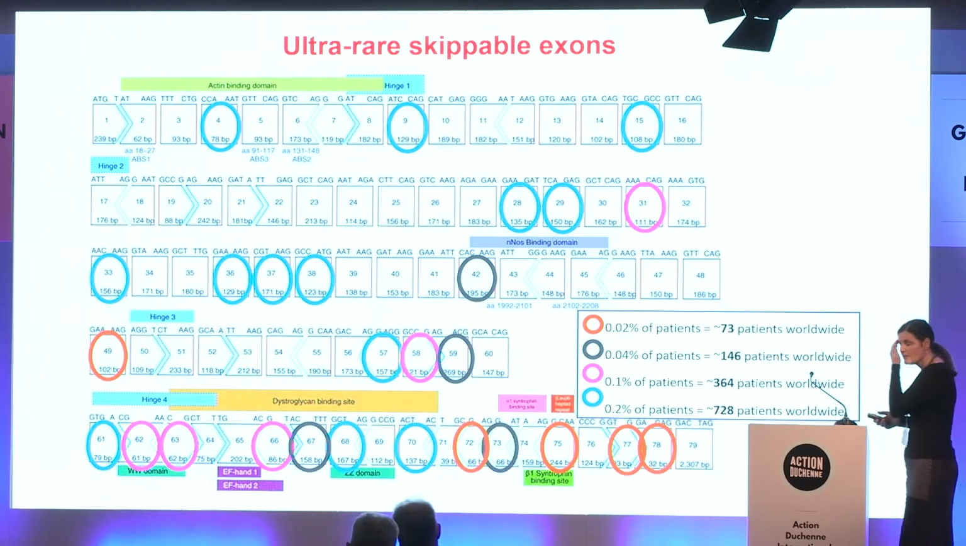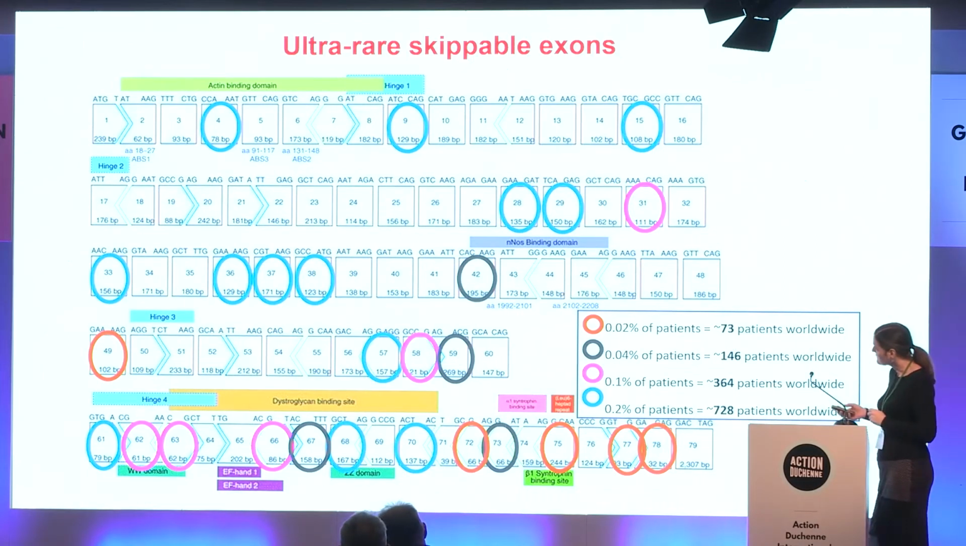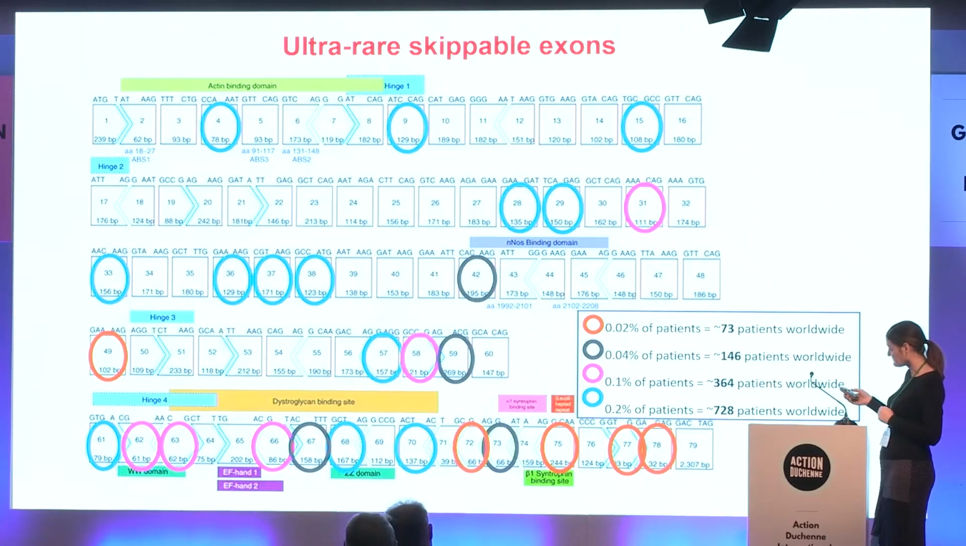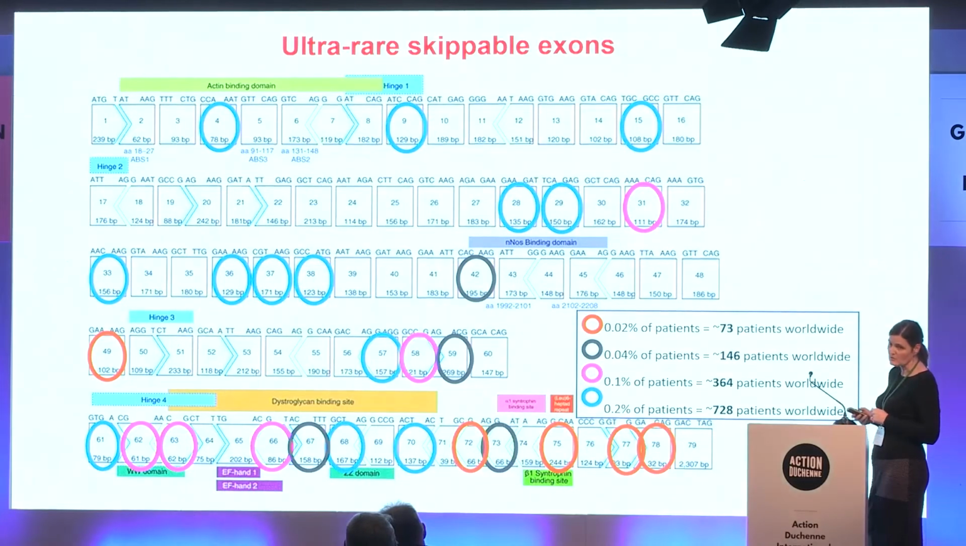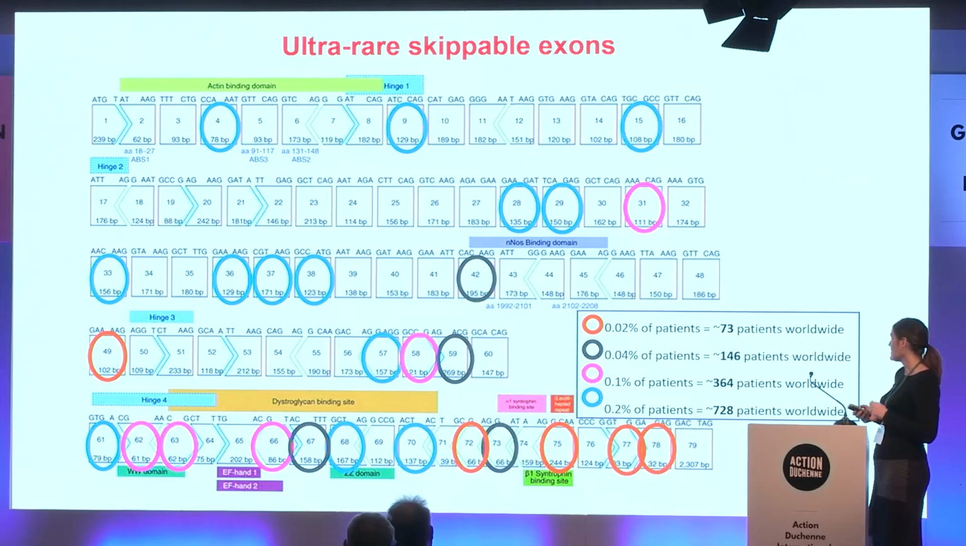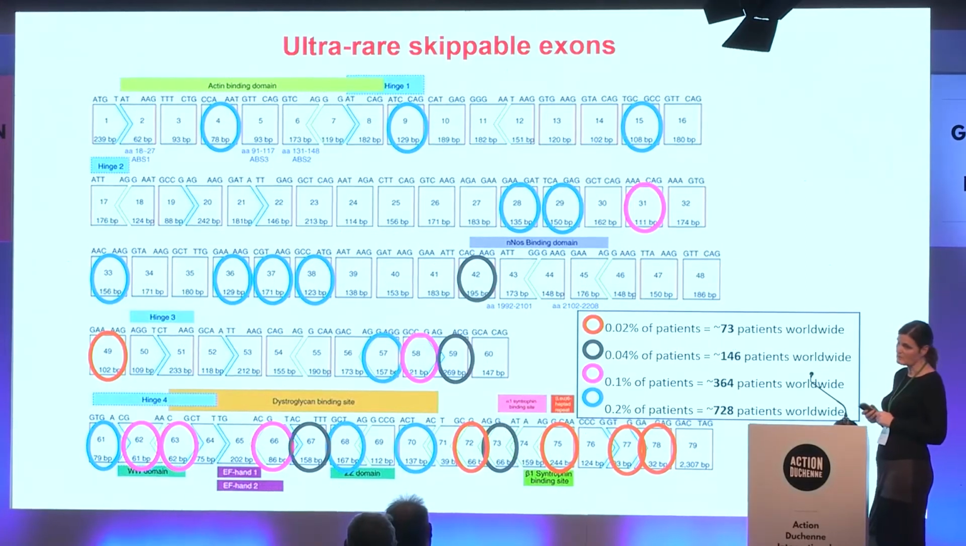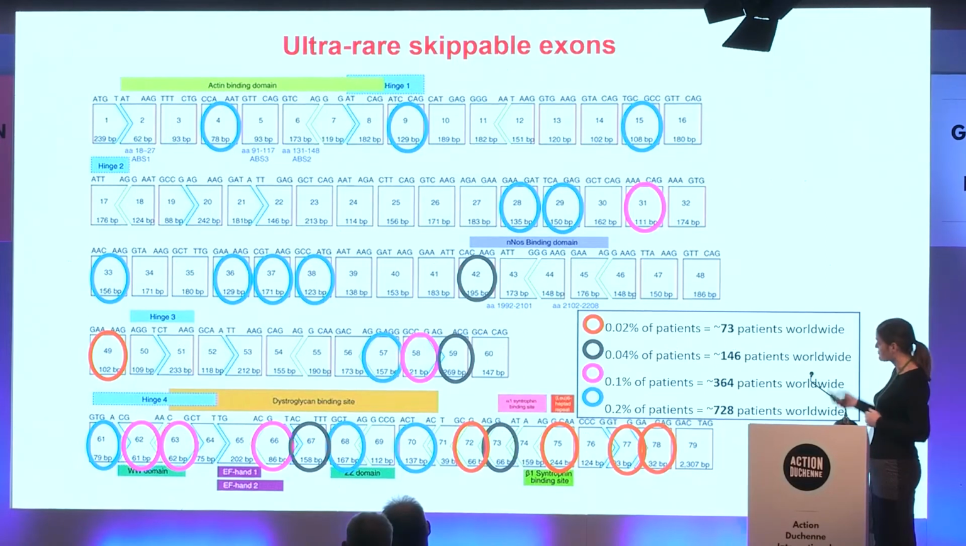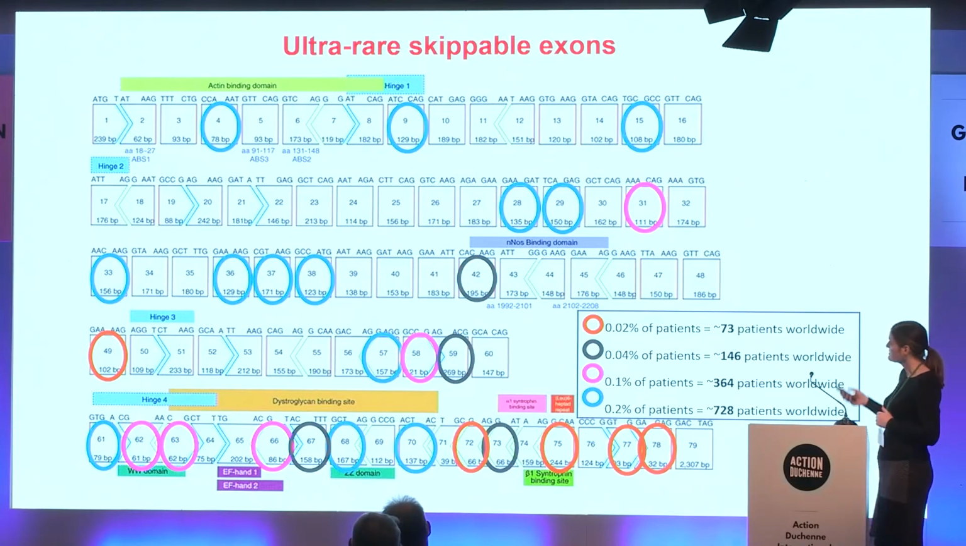So here I've marked up the exon map for the rarer exons that have much lower applicability. Those circled in the blue would be applicable to 0.2% of patients. I worked out, based on the incidence of Duchenne, that would be about 730 patients worldwide. But at the bottom extreme, which is still very low obviously, for the orange, 0.02% of patients, that would be just 73 patients around the world.